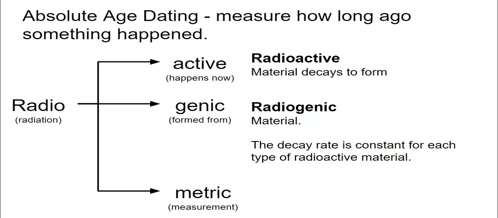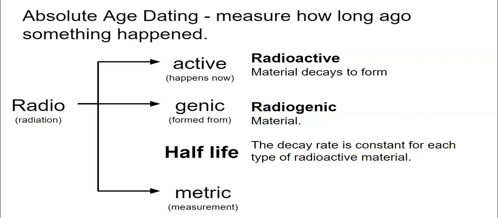For example, uranium-235 will have a decay rate that is different than uranium-238, but uranium-235 will always have the same decay rate. Carbon-14 will always have the same decay rate, but that rate is much, much different than the decay rate of those uranium isotopes I already mentioned. That decay rate in all instances is called the half-life. Half-life is the decay rate, that is the speed that a radioactive material will decay to form radiogenic material.